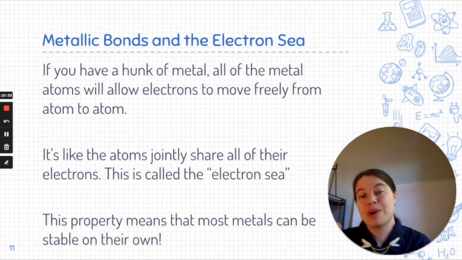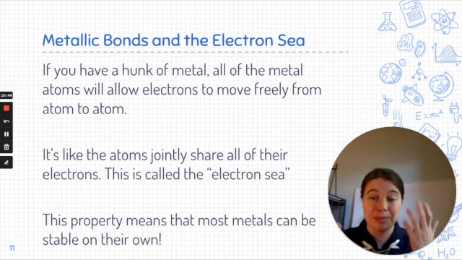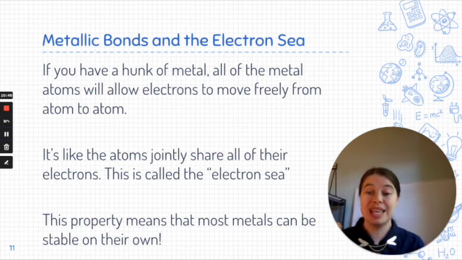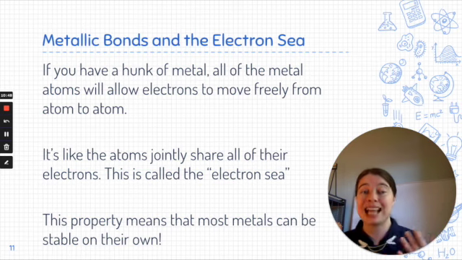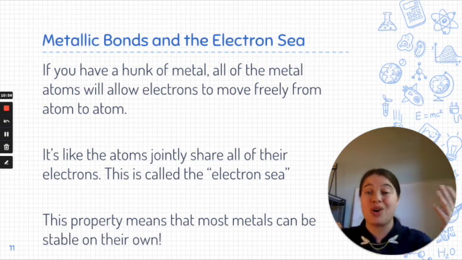So you would never run into, say, a lone oxygen atom in nature, because a lone oxygen atom is just not going to be stable. It's going to want to bond with something. But you could have a hunk of sodium or a hunk of potassium or a hunk of iron. That can totally exist in nature because metallic bonds make it possible for this to be stable on its own, because everyone shares all the electrons.